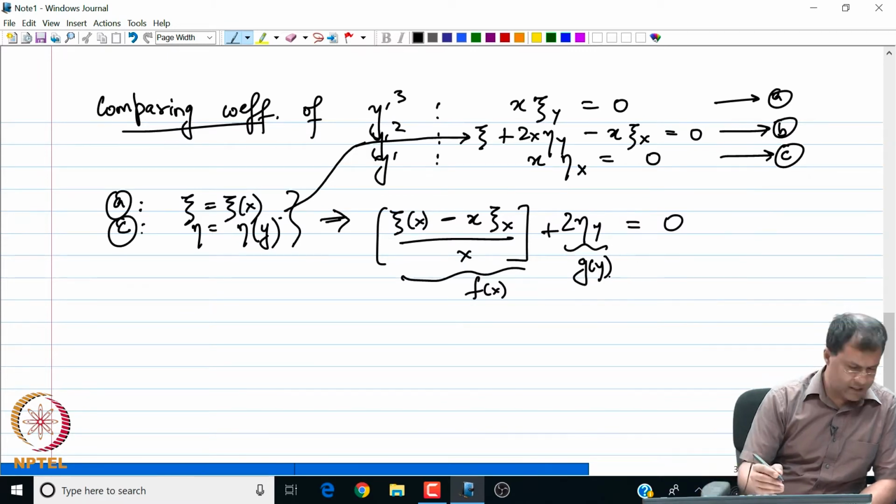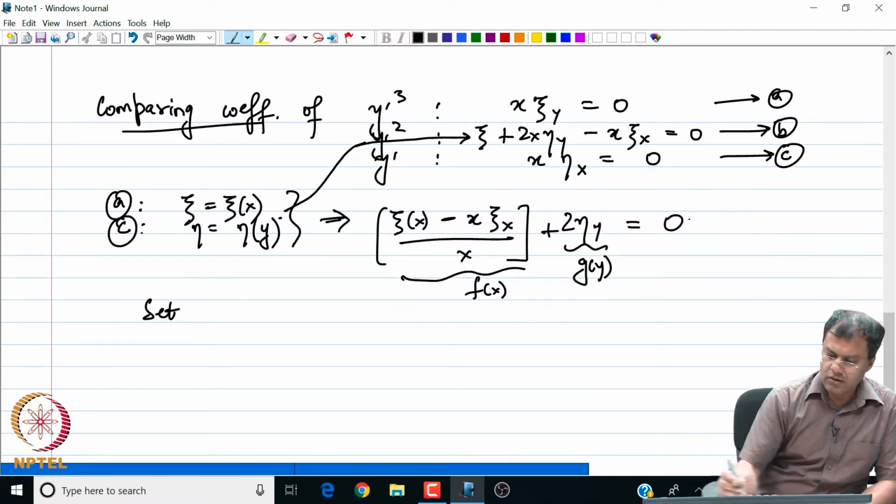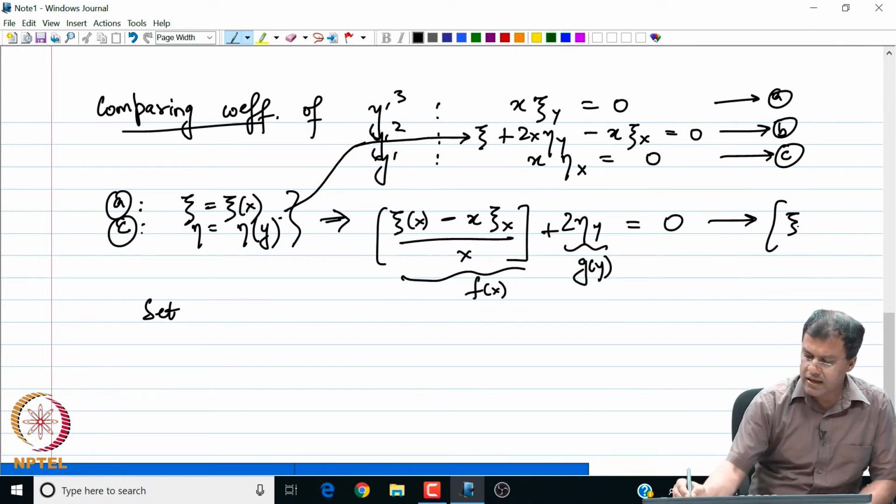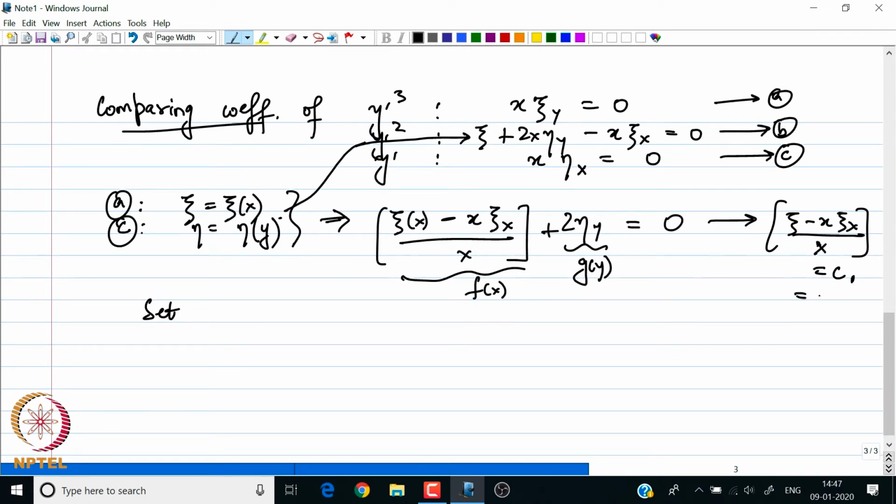So this means that xi minus x xi x by x is equal to a constant c 1, which is equal to negative 2 eta y, right. In fact, it is better that we put the 2 here, so let me plug in the 2 and then it will be easier. So this becomes negative eta y. So I see that from here I get eta is equal to negative C1 y plus C2.